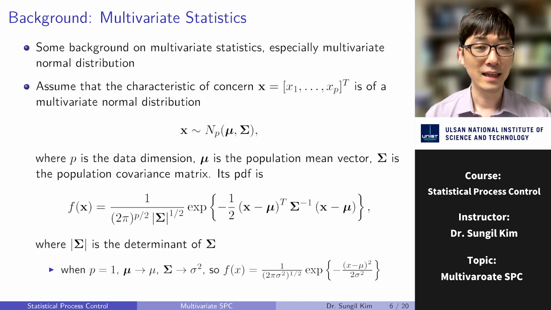Here, p indicates the data dimension or number of quality characteristics, and bold mu is the population mean vector. Sigma is the population covariance matrix. Its PDF is well known as shown in the slide. The univariate version of the normal distribution PDF is a special case of it.